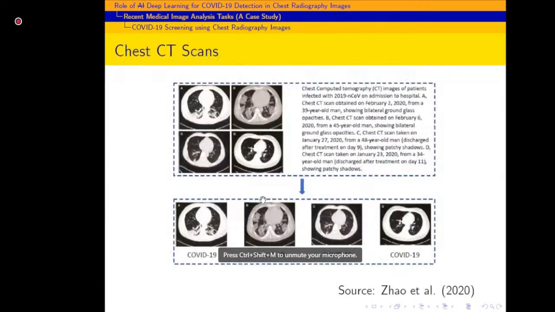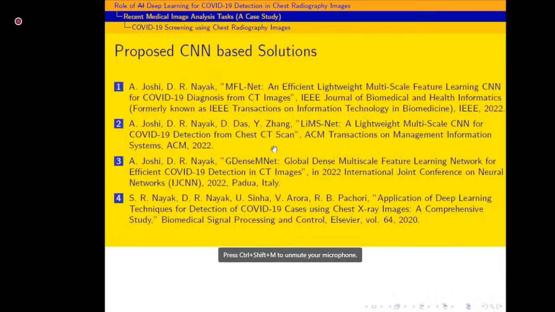So you will find thousands of papers that have been published using convolutional neural networks for COVID-19 detection, of course. We've been working on this for the last 2 years, and we have also published a couple of papers. These are the 4 papers which we have published.